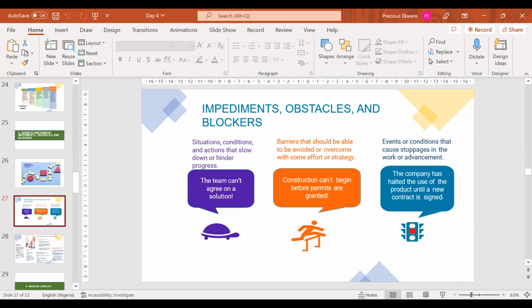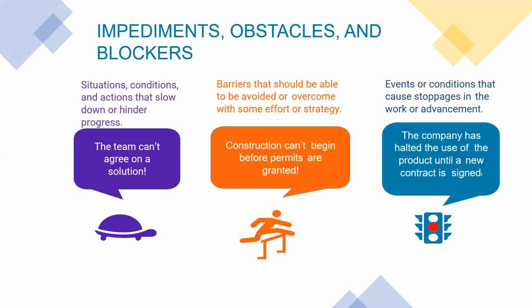Okay, so let's keep going. Now, what's the third one? Blockers. And if you look at the obstacles, it's something we can handle. If we had planned properly, we would have been able to stop that. We should have gotten the approvals way back before we got into the project.